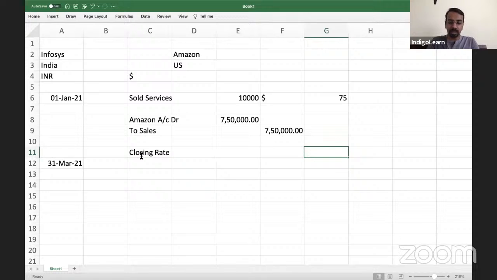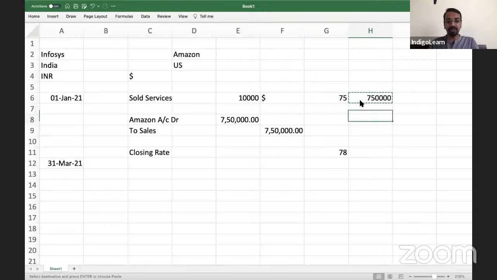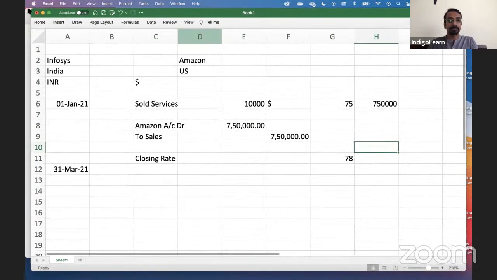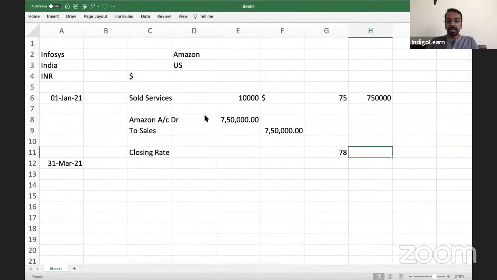What is the closing rate? Say, for example, in our case, the closing rate is 78. See, when we sold, when the rate was 75, $10,000, we would have got 7,50,000. Because on 31st March of 21, the rate is 78, which means we will get 7,80,000. 75 multiplied by 10,000 is 7,50,000. 78 multiplied by 10,000 makes it 7,80,000. Means you will get more. If you get more, is there a gain? Yes, there is a gain.